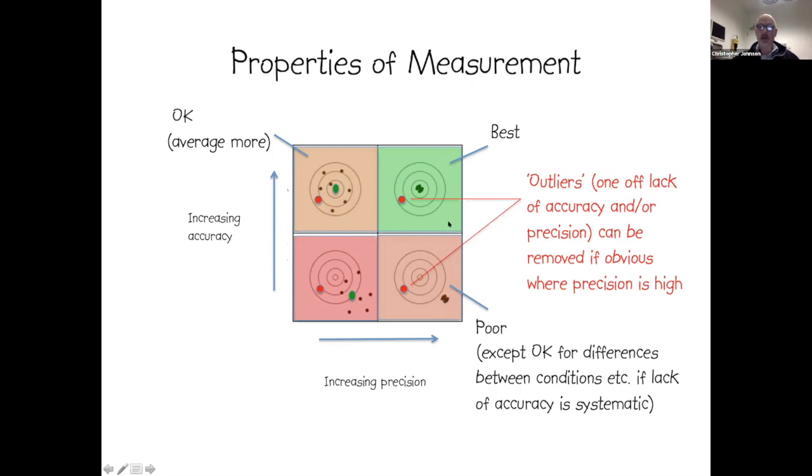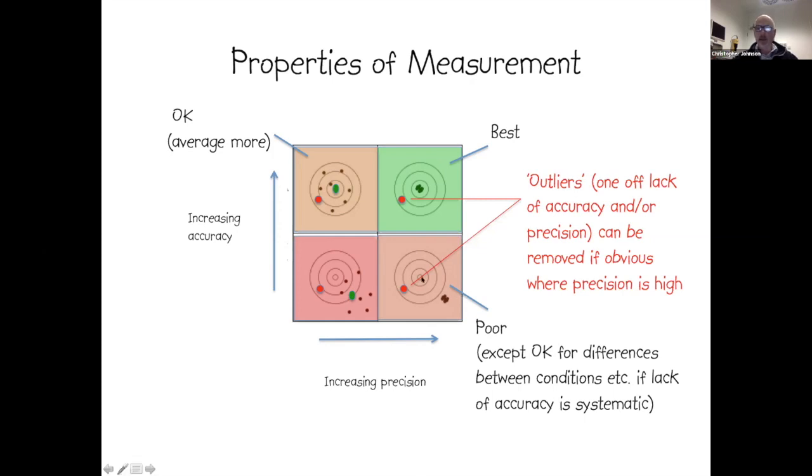Just to point out that in this regime here, where we have a high precision of measurement, we can actually rule out outliers. If we make a series of measurements, and for whatever reason, one or more of them are outliers to the main data set, then we can actually remove those when we have high precision.